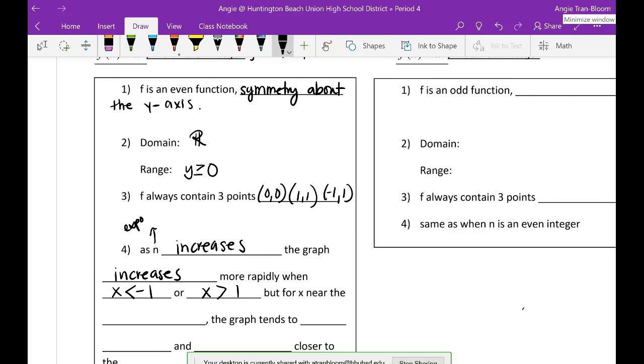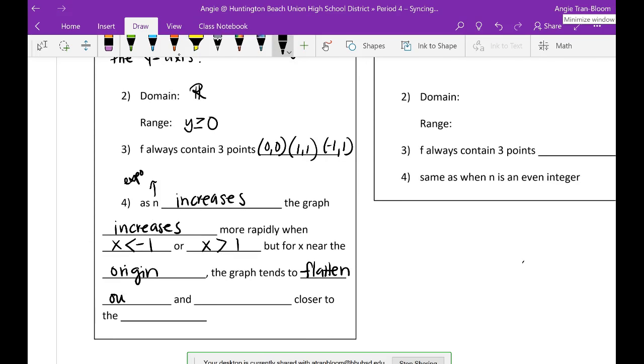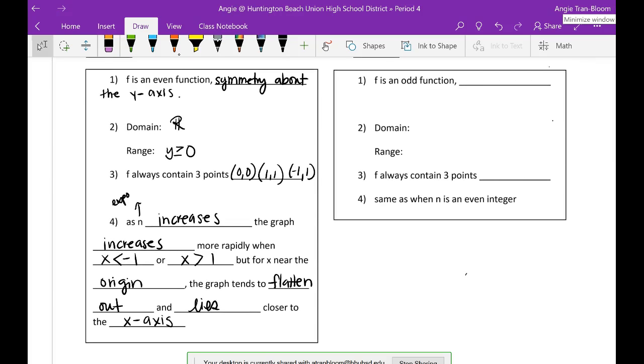But for x near the origin, the graph tends to flatten out and lies closer to the x-axis. So it's talking about y equals x to the n, where n is 2, 4, 6, 8, any even number that you want to pick.